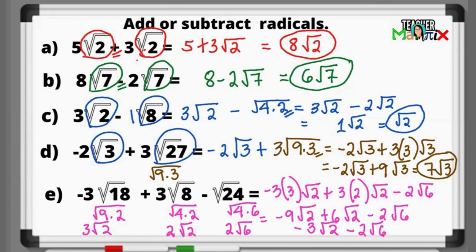Remain it as the answer. You cannot simplify it anymore. So our final answer is negative 3 square root of 2 minus 2 square root of 6. I hope you understand my explanation.